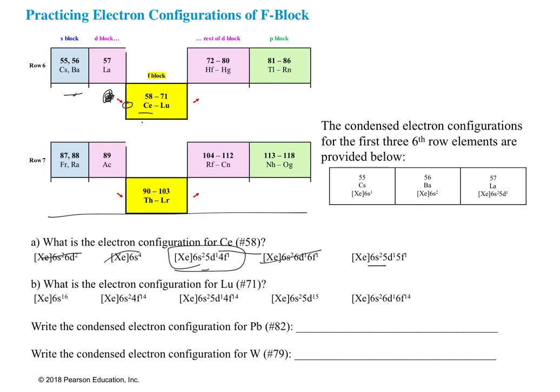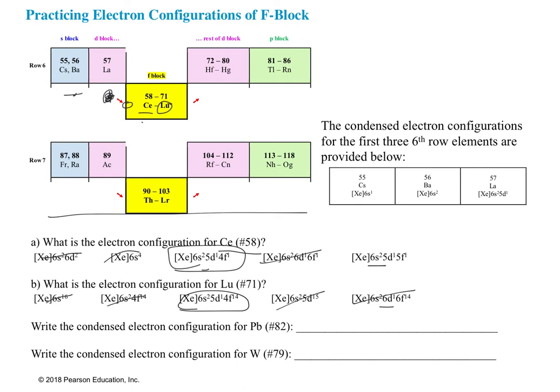Lutetium, Lu, number 71. So that is over here at the end. It's going to be very similar. 6s2, and then it will be 5d1. So that one will go first, 5d1. Oh, but it can't be 6d1, it has to go down one. And then it will be the rest of the F.